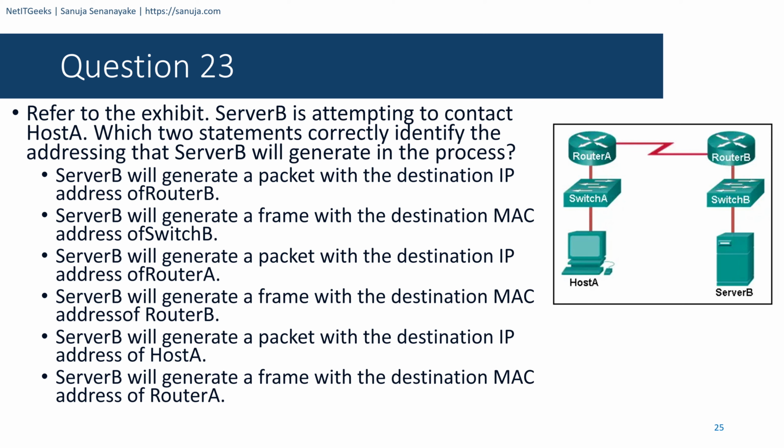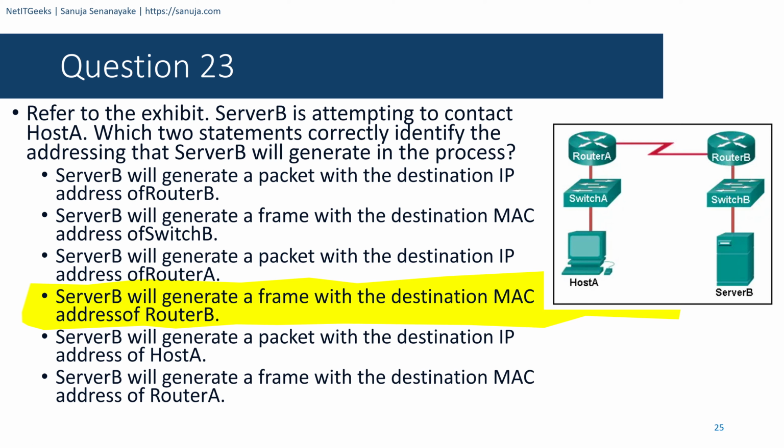So remember, in order to send data to another device, the device that is sending data needs to generate a packet that contains the IP address of the destination, right? So in this situation, server B needs to generate something with the IP address of host A, right? But it has to go through all of these intermediary devices. So that means the frame also needs to have the MAC address of the default gateway device on the local network. You can't just send through the IP address.